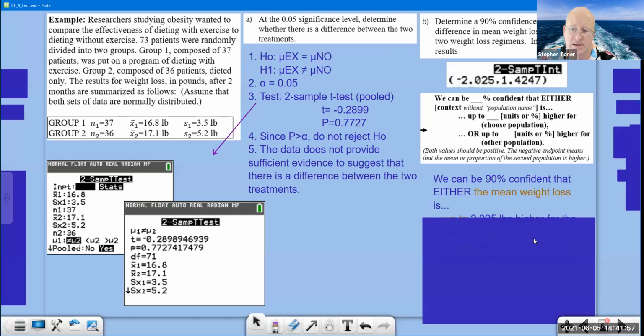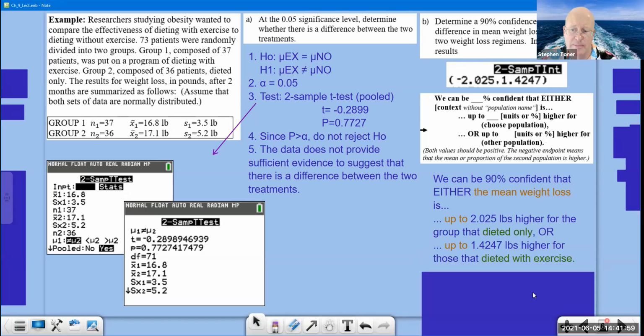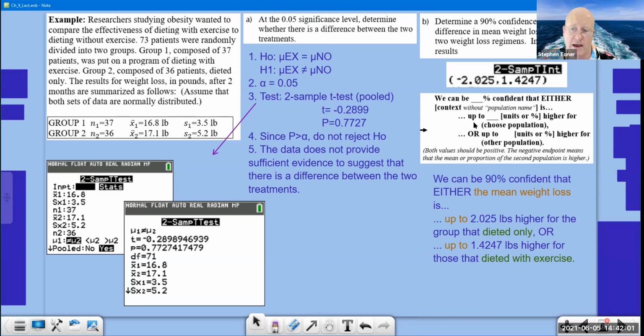Either this is, and it's going to be up to. Now notice both halves are going to begin with up to. And then we take the 2 numbers that we have here. I drop the negative. I change it to a positive. Both of these became positive. And I say up to this many pounds higher for one group or up to this many pounds higher for the other group. Now, how do I know which group is which?